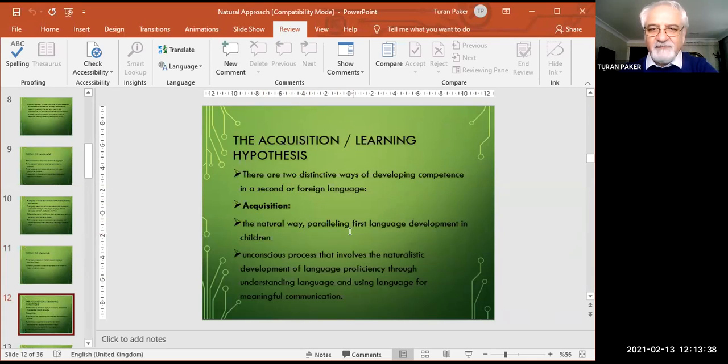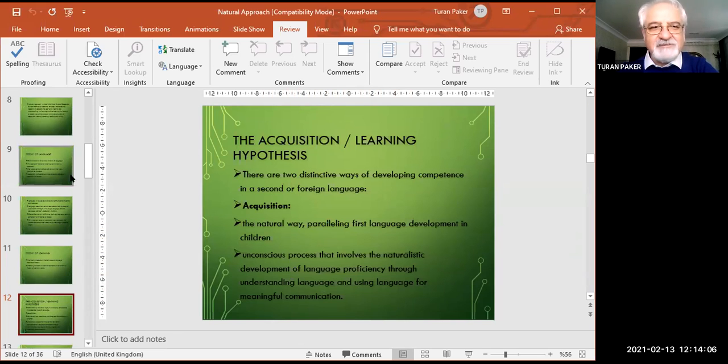Acquisition, the natural way paralleling first language development in children, is a subconscious, unconscious process that involves the naturalistic development of language proficiency through understanding language and using language for meaningful communication. Especially children do this. Why? Because they have to interact with the mother, father, other family members, etc. Or some of my young learners do it by playing computer games, interactive games.